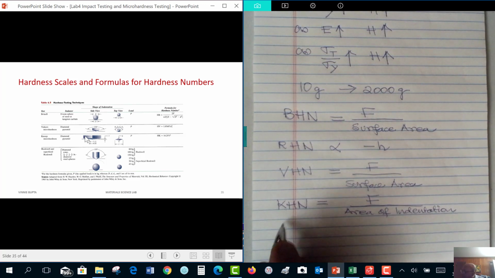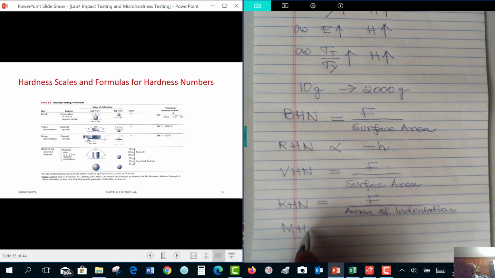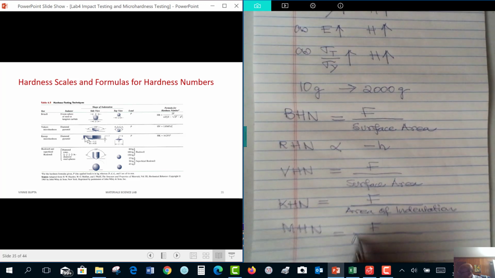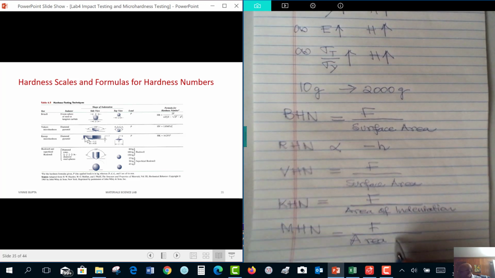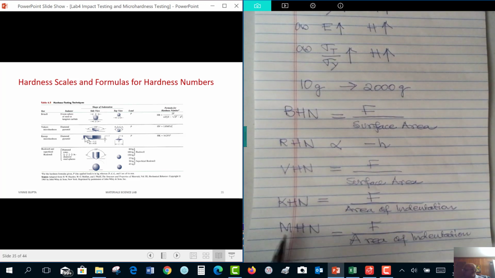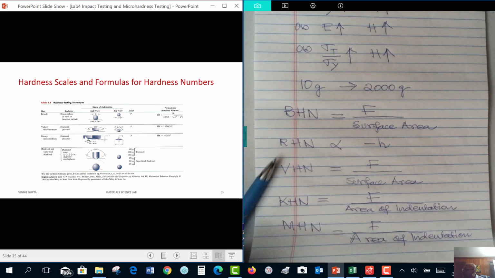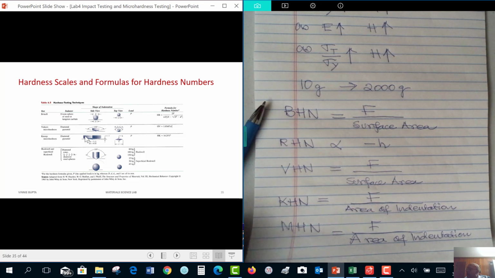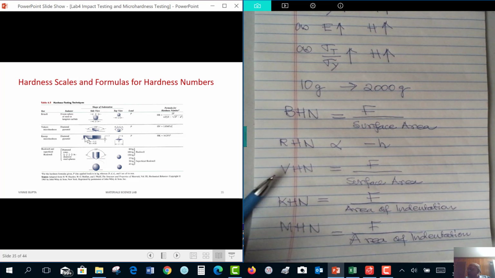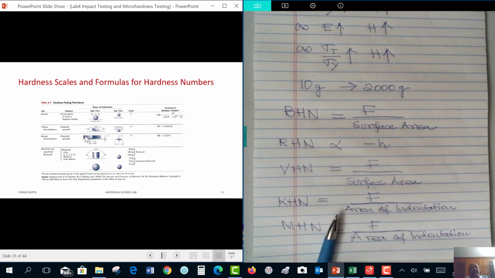And of course, we defined the Meyer hardness number also as force over area of indentation. And we found that this Meyer hardness number correlates very well with the Rockwell hardness number and Brinell hardness number. So in this lab, we are going to compare Meyer hardness to Vickers hardness.